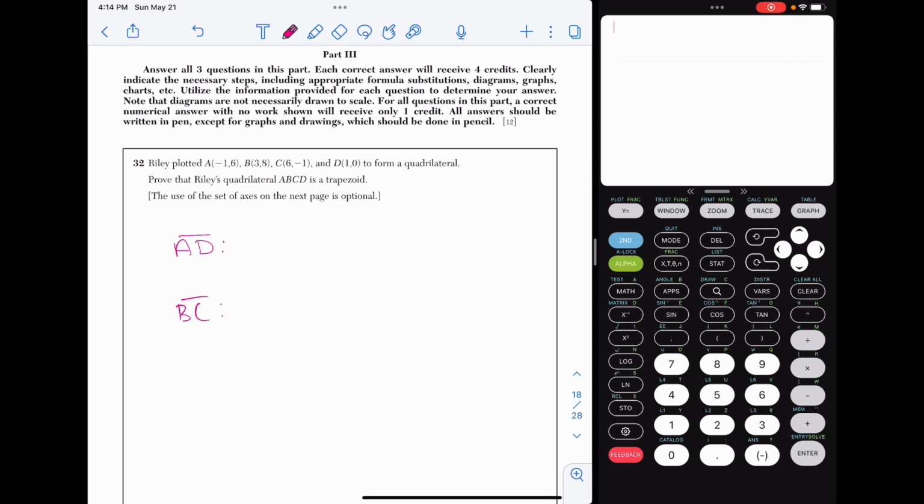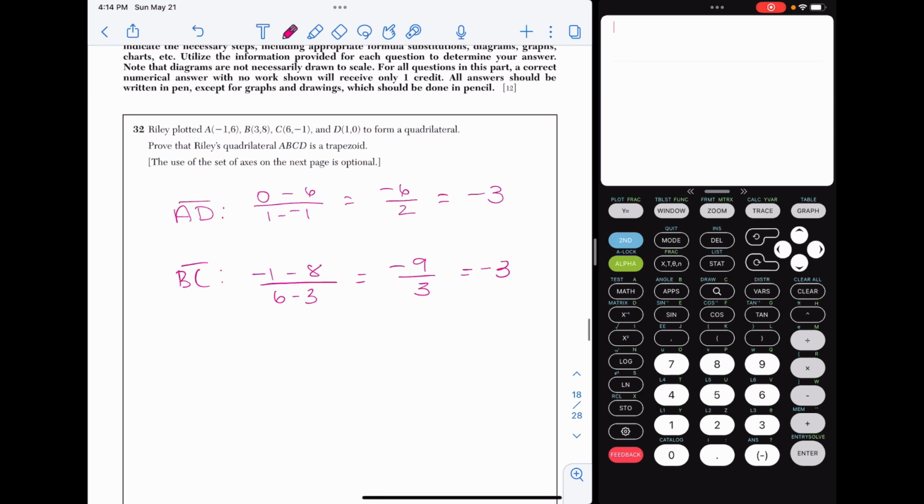When you have parallel lines, their slopes are going to be equal. So for AD, change in Y over the change in X, that has a slope of -3. You could use rise over run on the graph too. That's perfectly fine. BC, I get -9/3 or -3. Those slopes are the same.